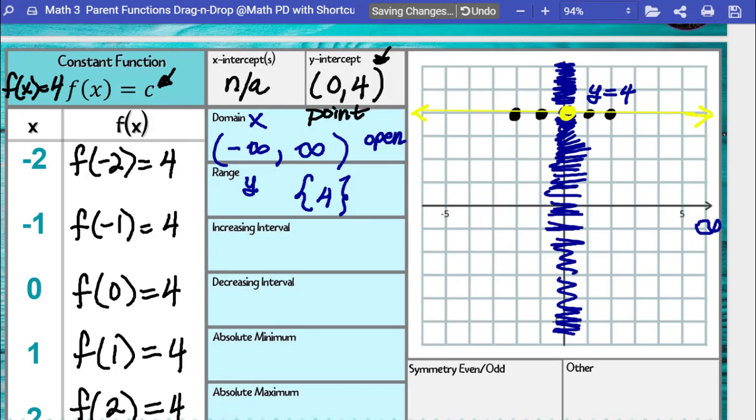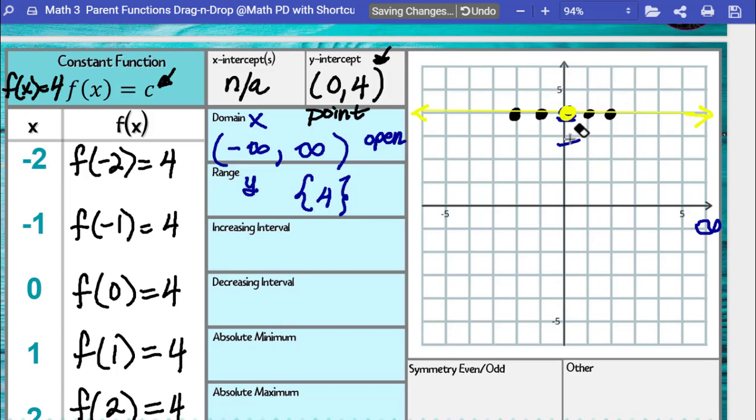Now we're going to talk about increasing and decreasing. Increasing, of course, means you are going up, and decreasing is you are going down or becoming smaller. This function here is neither increasing nor decreasing because it is constant. So again, this will not be a conversation for this particular function. This also does not have an absolute maximum or minimum because the function, again, is constant. We'll be looking at those later with different graphs.